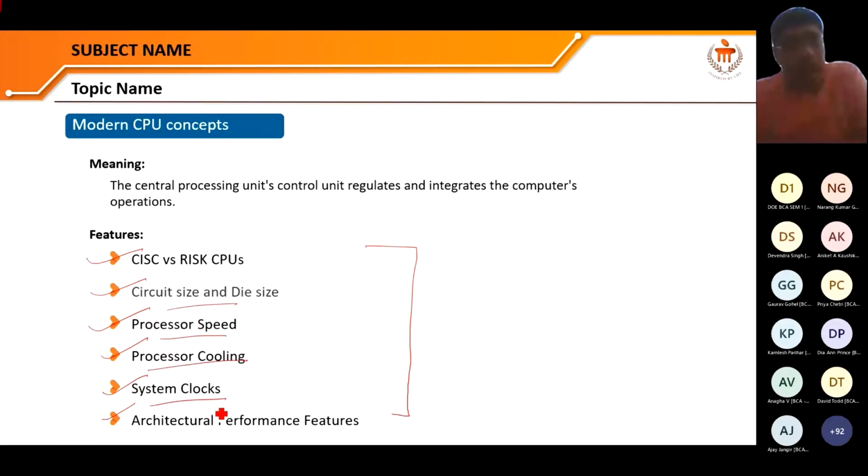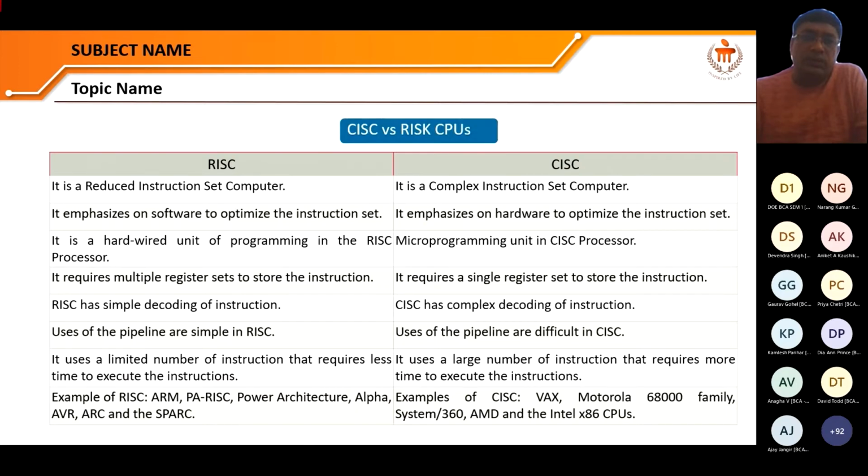So we are going to discuss these topics one by one. Here, first we are going to discuss RISC and CISC. What is the meaning of RISC? RISC is the Reduced Instruction Set Computer. How to reduce the instruction set of a computer, and CISC stands for the Complex Instruction Set Computer.